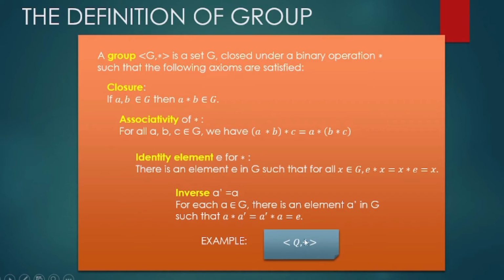This is a set of rational numbers under addition. Okay, so to determine whether this set is a group or not, we check all the four axioms. First, for closure, if we add two rational numbers, we will get another rational number. Okay, for associativity, we can move the parentheses around and also we can get a rational number.